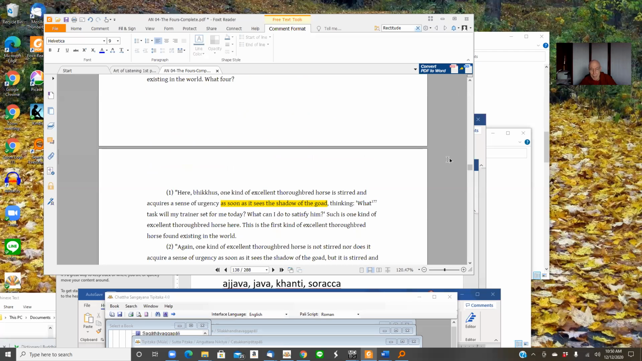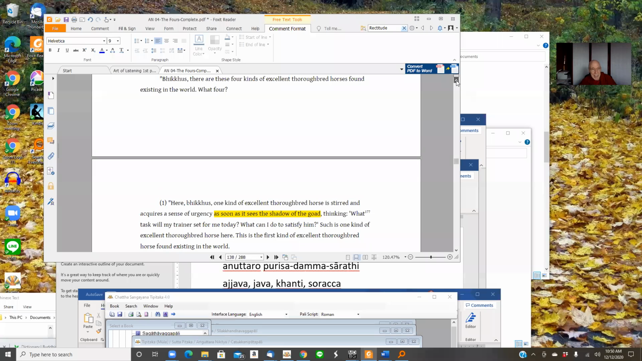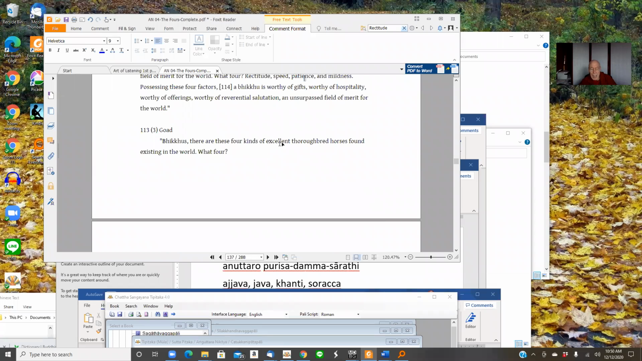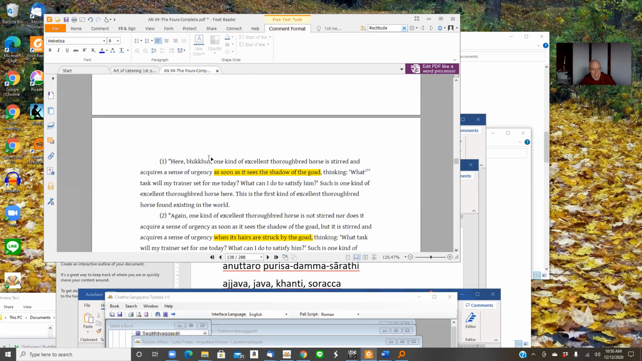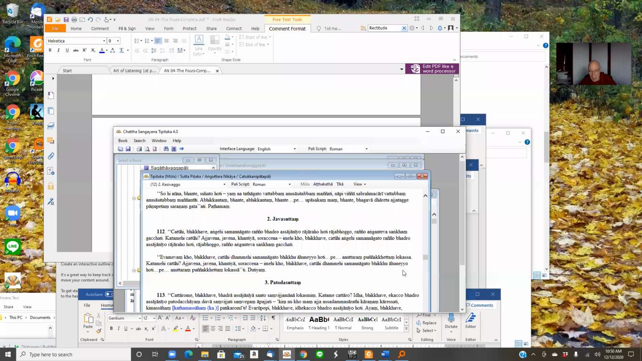Okay, now we have a very relevant sutta, very important, one of my favorites. This is again on four kinds of thoroughbred horses found in the world. This is number 113. So I think this sutta is not only for monks, but for everybody. So first we have the four kinds of horses. The first kind of horse is stirred and acquires a sense of urgency as soon as it sees the shadow of the goad.